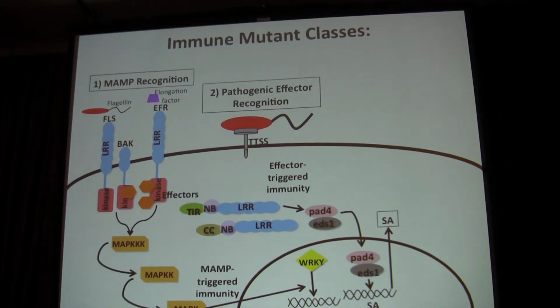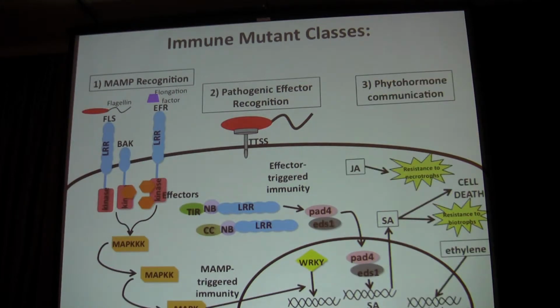So salicylic acid is what's called a phytohormone. It's one of the defense responses we see. There are other phytohormones that we're investigating, such as jasmonic acid, or JA, and ethylene, which both lead to production of antimicrobial peptides, such as plant defensins.